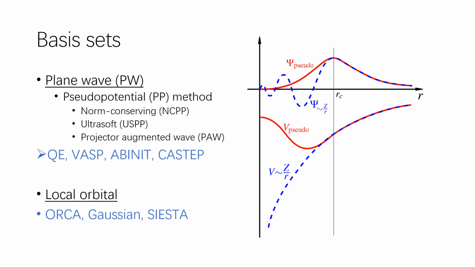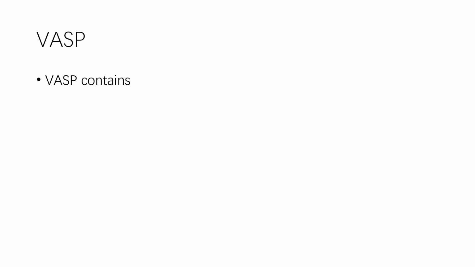However, it is not really so different, because you can use the packages with local orbitals to calculate solids as well. You can also use the plane wave basis codes to calculate molecules, because you can just put the molecule inside a box. And then let's go back to VASP.